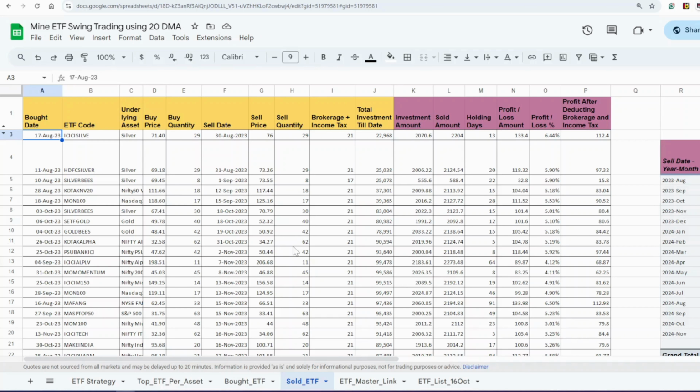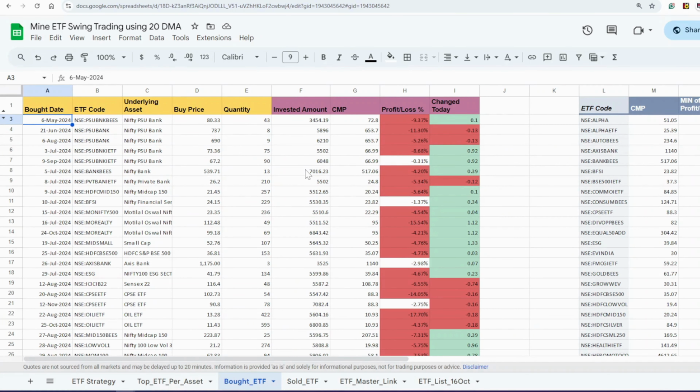I have seen the sideways market, which was in 2023. I have seen the growth market, which was in early 2024, and I'm also seeing the downtrend market, which is going on now. So I have seen almost the full cycle, but I will not say so until we actually go down more and then go up. Okay, so this is the bought ETF list.